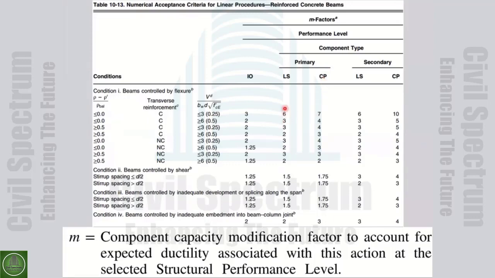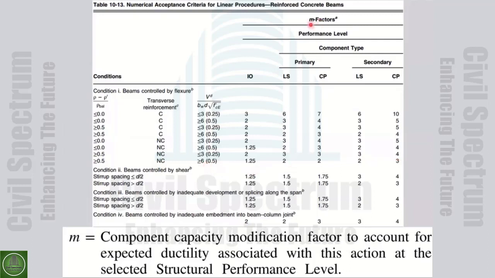This one is 6 times for life safety, but this beam is not that good. The ductility of this beam is less. The transfer reinforcement is not conforming and is not good according to the requirement that we want. And the shear, in the reinforced concrete, we hate shear. In steel structure, we hate slenderness and buckling. So if the shear is more, it will reduce the M values.